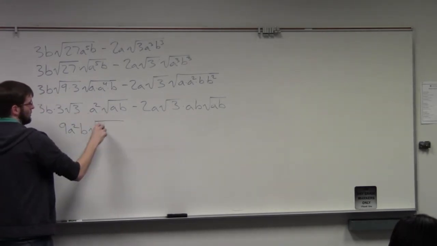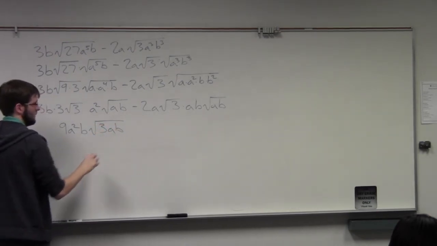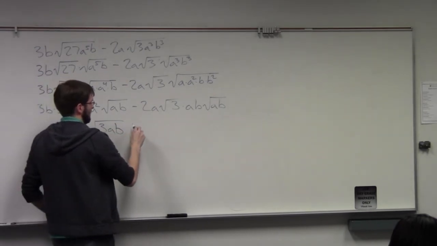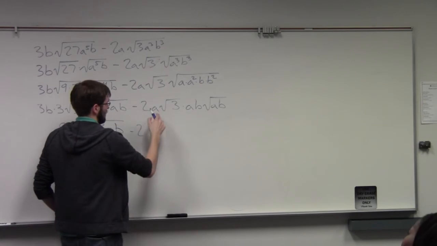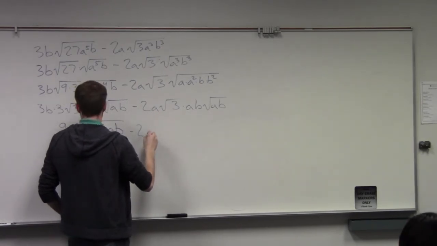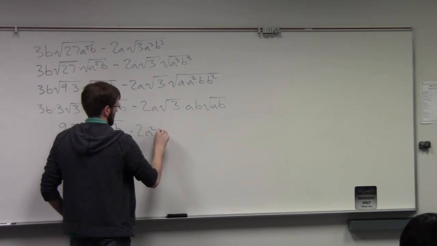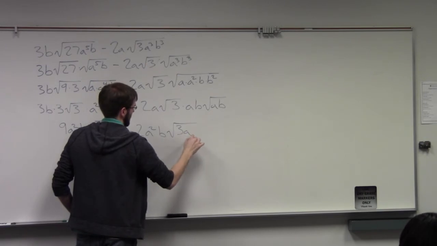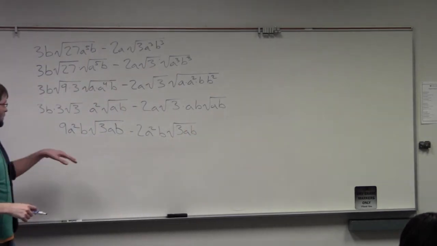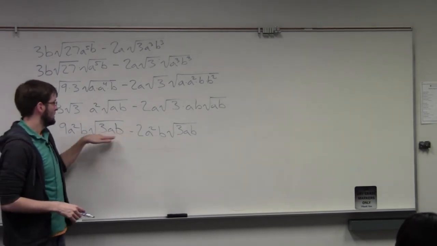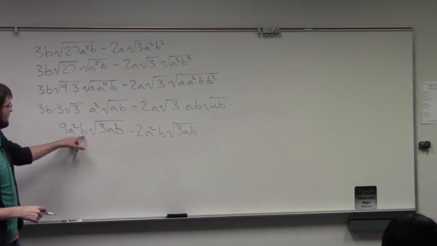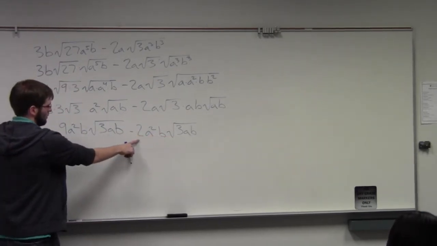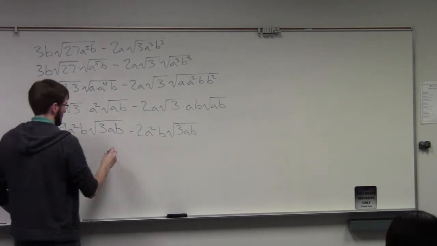So underneath the radical, I have a 3 and an ab. On this side, I just have that negative 2. I have 2a, so a times a is a squared. I have a b. Bring the 3 and the ab together, so I have 3ab. So are these the same variables and the same radical? So I have a squared b, square root of 3ab, square root of 3ab. So I can combine the coefficients. So 9 minus 2 is 7.